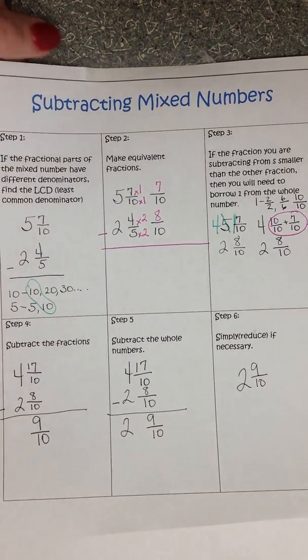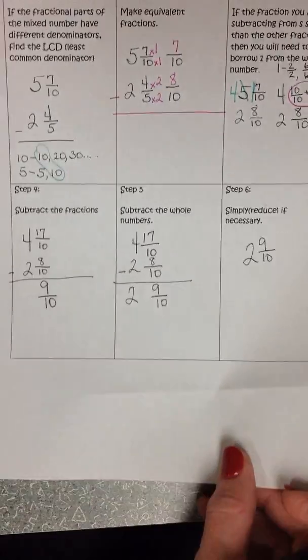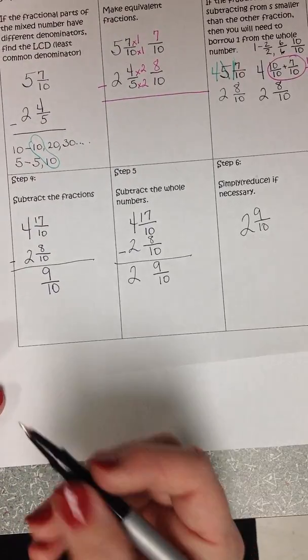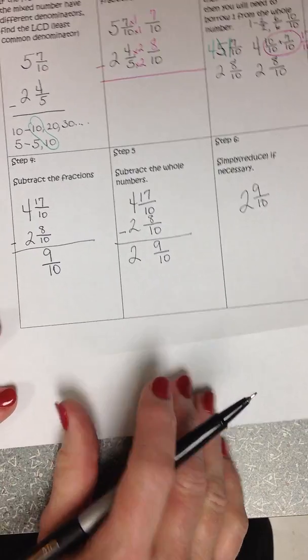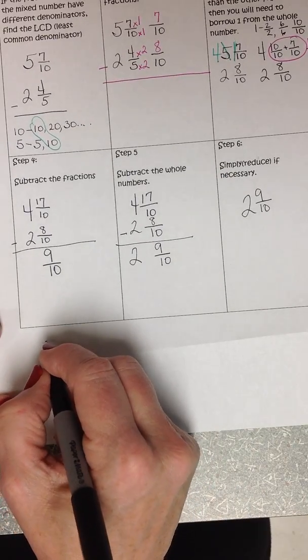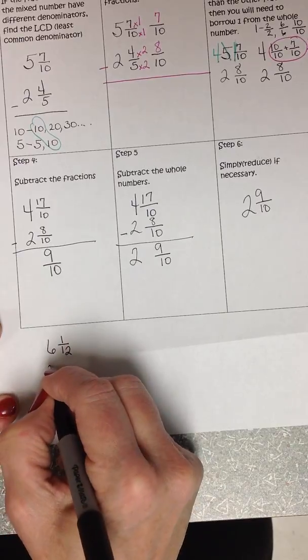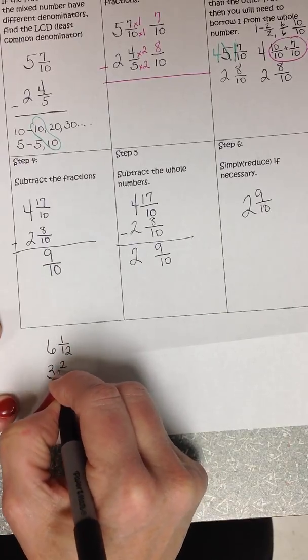Okay, I'm going to pull up my paper and I'm going to move it down just a bit. Hopefully you've gotten that all copied down. You can certainly pause it if you need to. I'm going to show you one more here. It's going to be 6 and 1/12 minus 3 and 2/3.